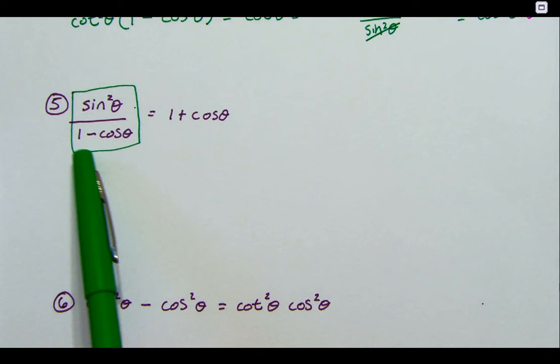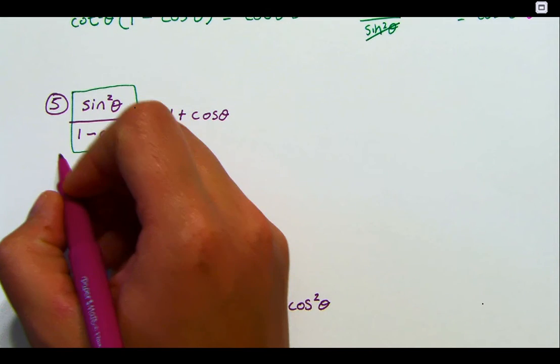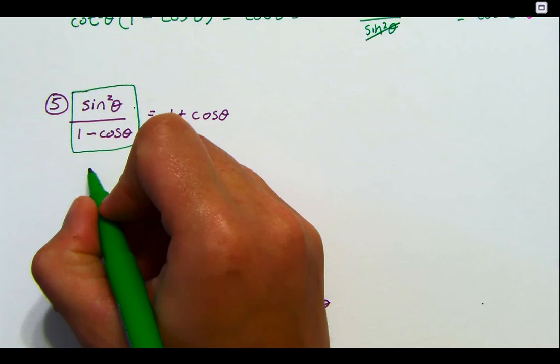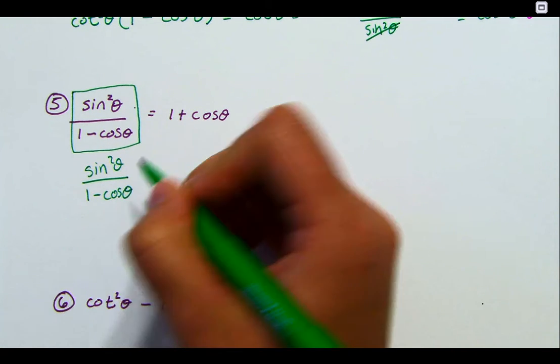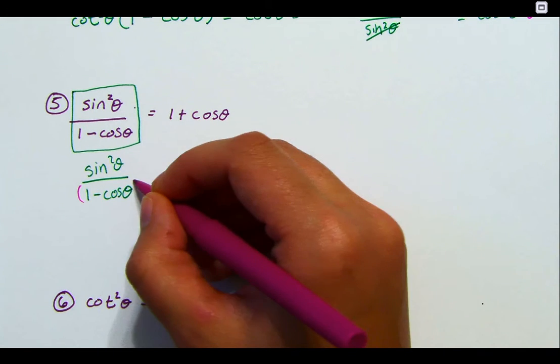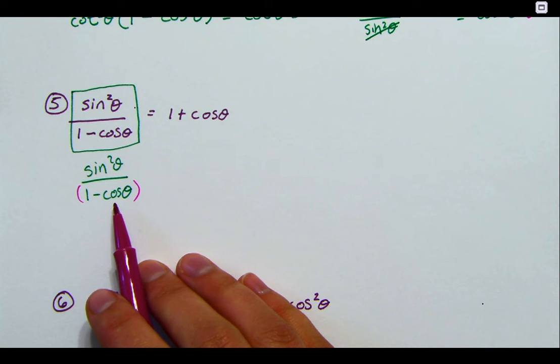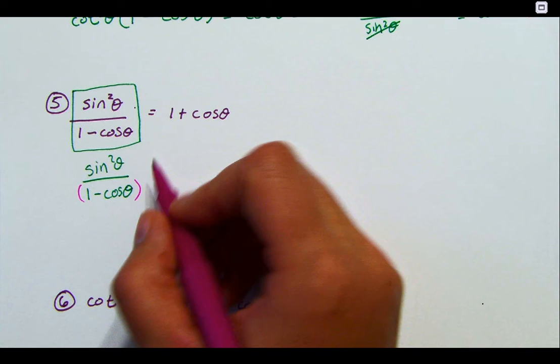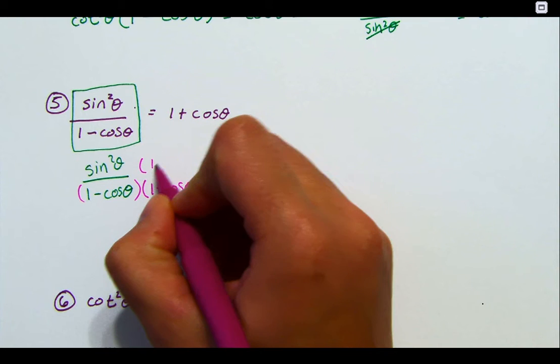Now this looks really close to a Pythagorean identity, but it's missing the squared. So what I'm going to do is I'm going to rewrite this just to give myself a little bit more room. So we'll still have that sine squared theta over 1 minus cosine theta. And then what I'm going to do is I'm going to multiply the top and bottom by this conjugate. And that's going to help me create a perfect square down in the bottom. So I'm going to multiply by 1 plus cosine theta. And then I have to do the same thing to the top.